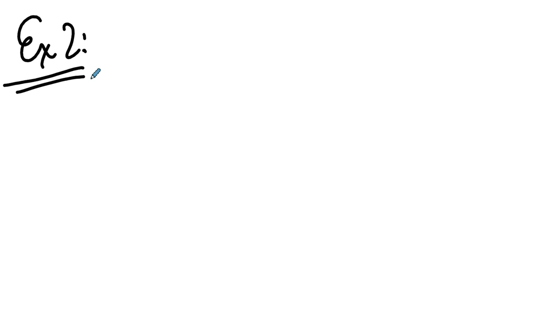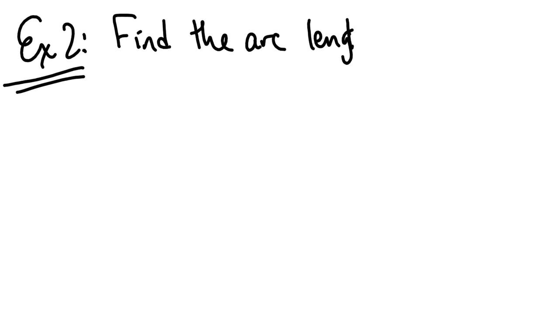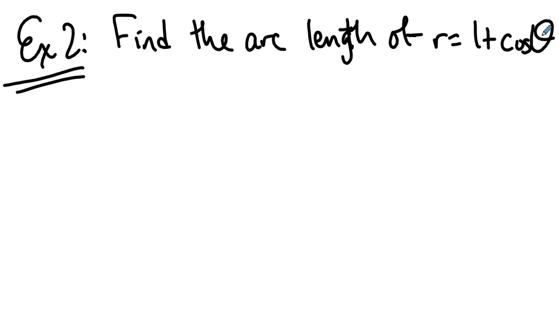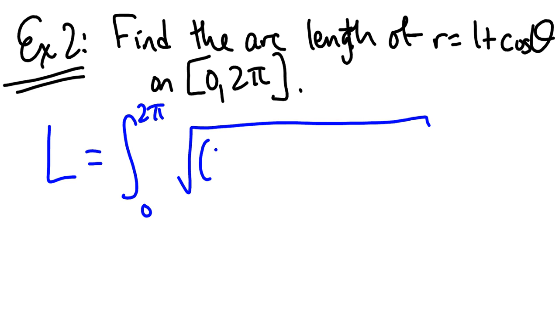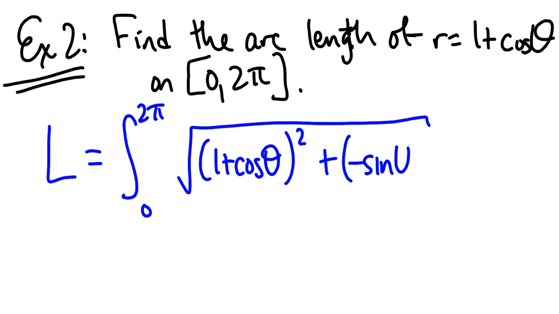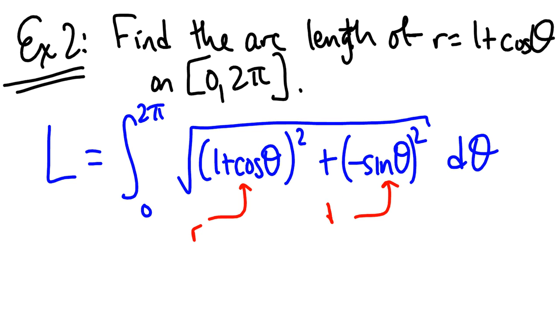One more. Let's find the arc length of r equals 1 plus cosine theta on 0 to 2 pi. So how does arc length go? It's an integral from the first angle to the last angle of the square root of r squared plus dr d theta squared d theta. This is the r. This is the derivative of r with respect to theta.